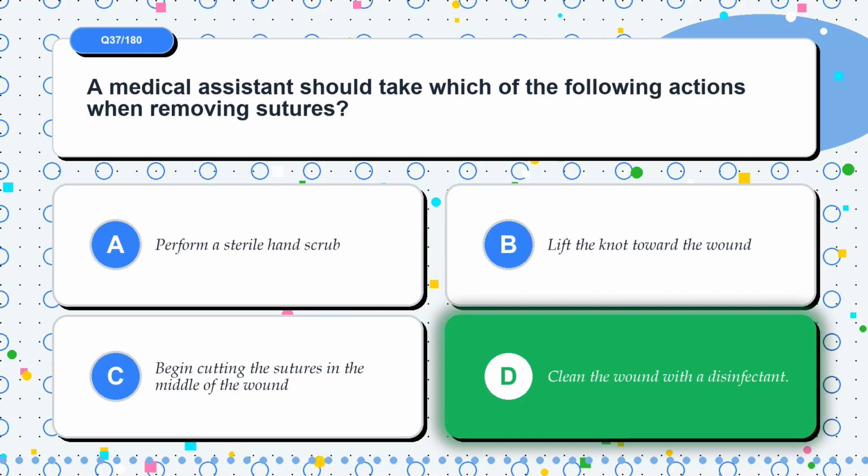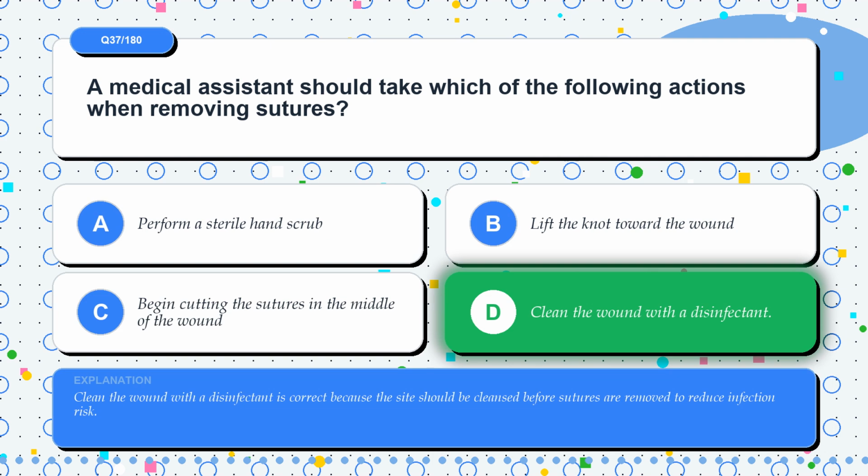The correct answer is option D. Clean the wound with a disinfectant. Clean the wound with a disinfectant is correct because the site should be cleansed before sutures are removed to reduce infection risk.